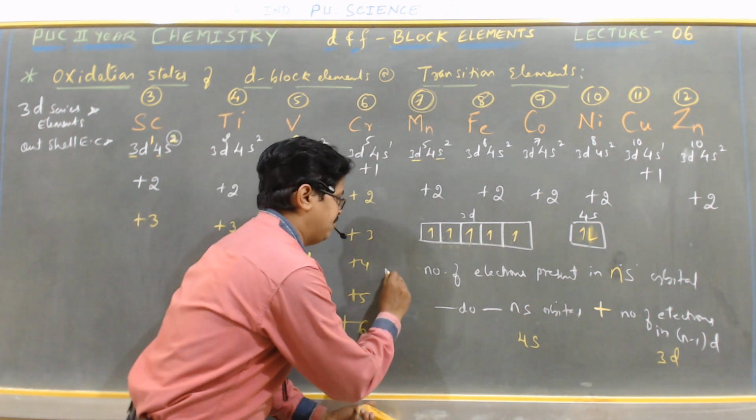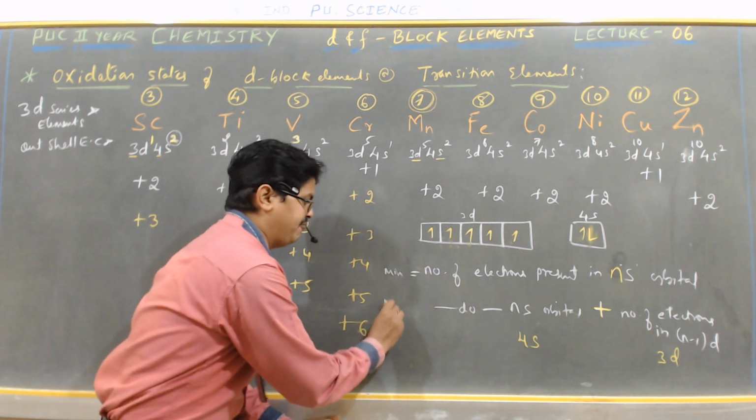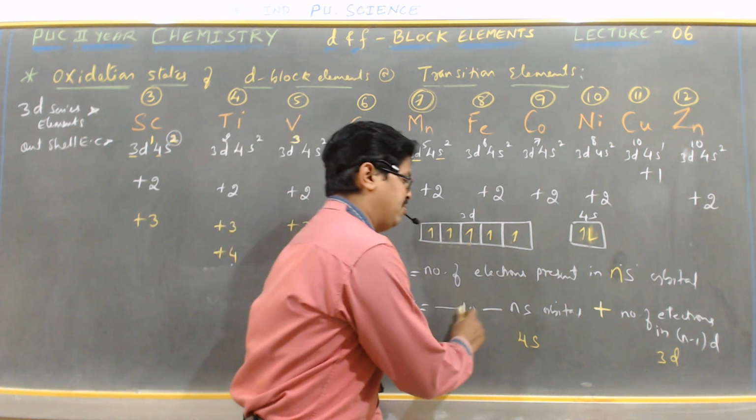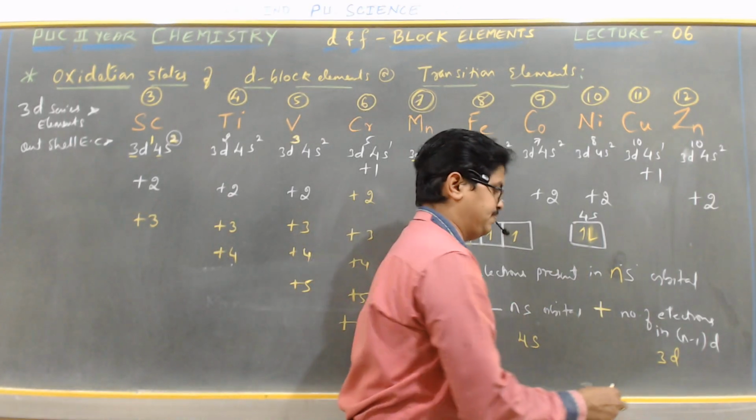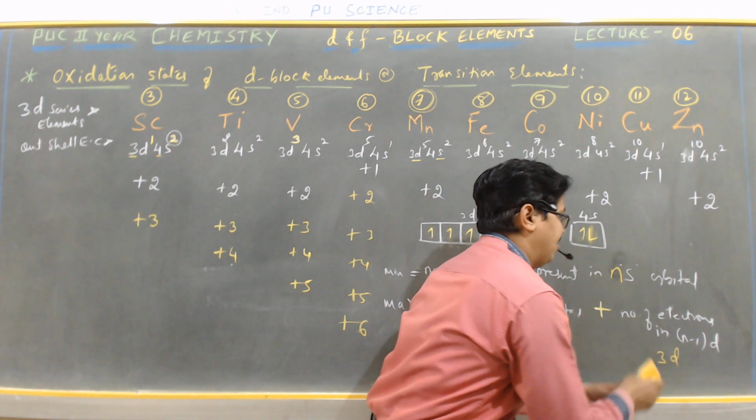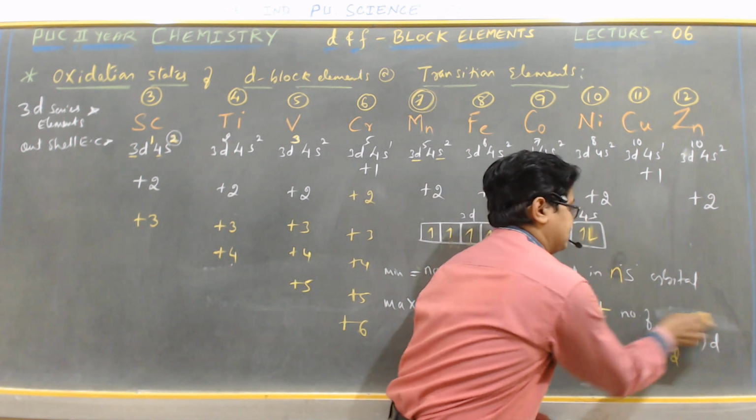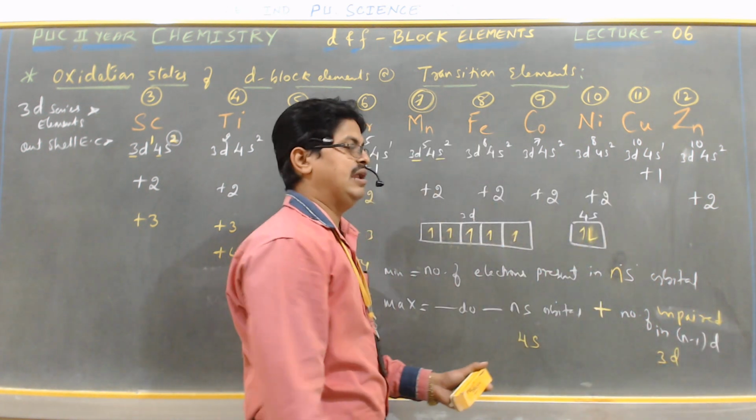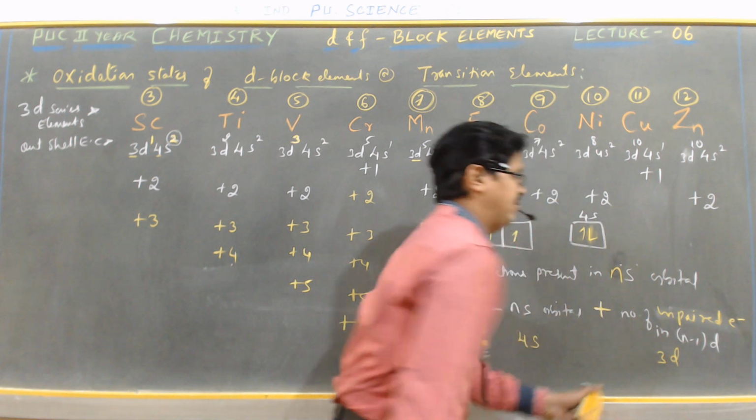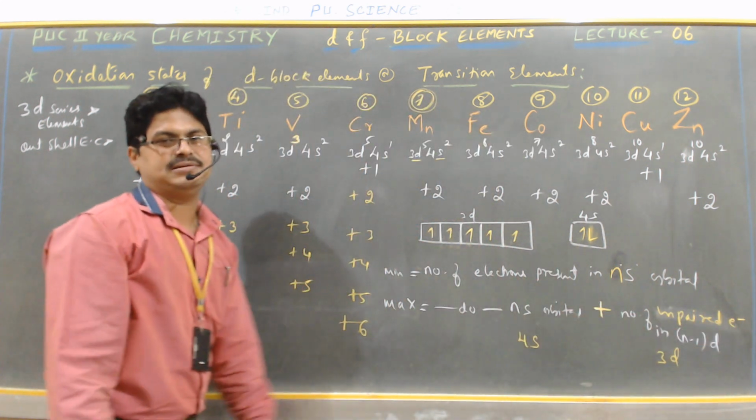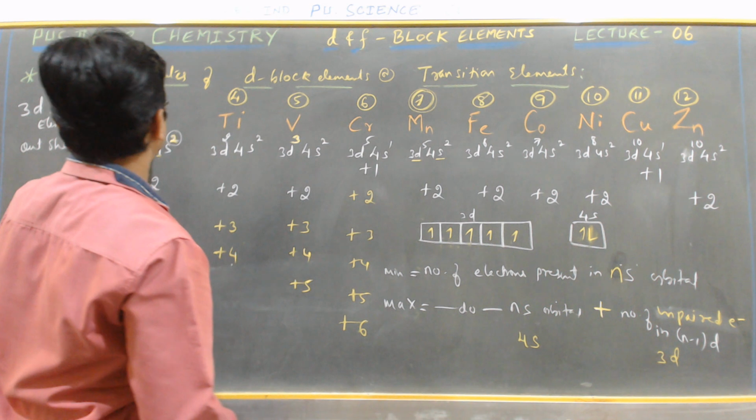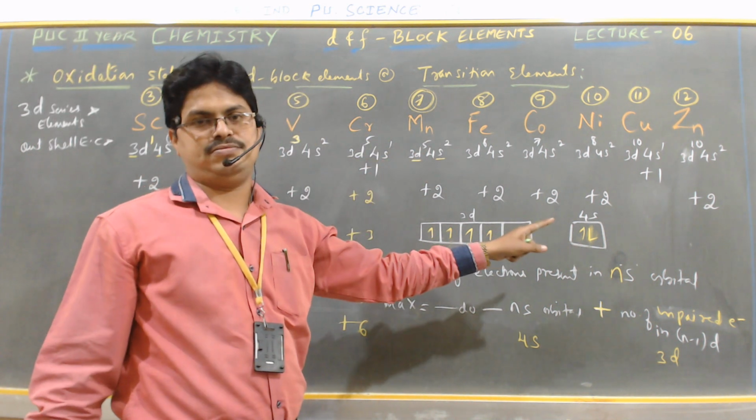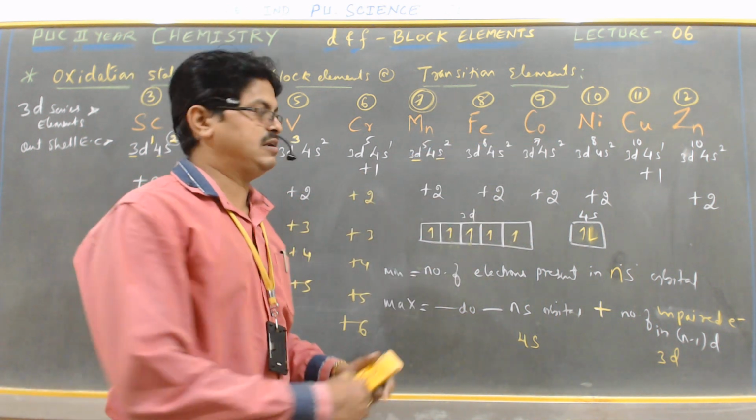Look here, the minimum oxidation state is the same, but the maximum oxidation state is equal to the number of electrons present in the ns orbital plus, with a slight change, the number of unpaired electrons in the n-1d orbital. Please make a change here. From scandium up to manganese, the d orbital contains unpaired electrons. But from iron onwards, the electrons start pairing.